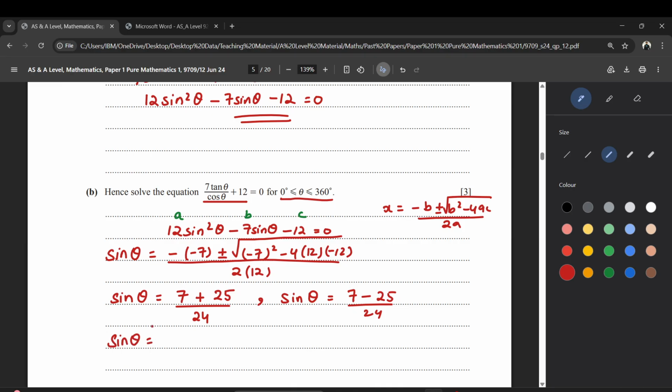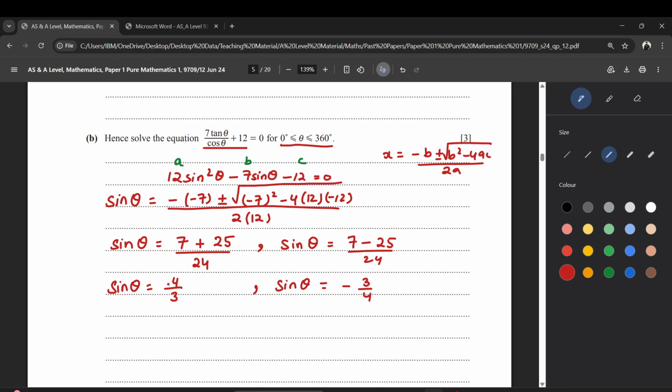So 7 plus 25 is 32 divided by 24. So that will be 4 upon 3. And on the right hand side, we would have 7 minus 25 over 24, which is minus 3 upon 4. Okay. Now, if you take sine inverse of 4 upon 3, you will find out that there will be no solution. So you'll find math error.